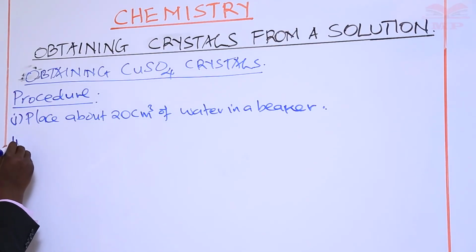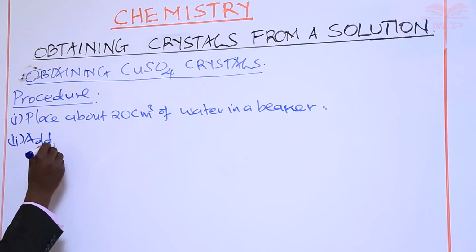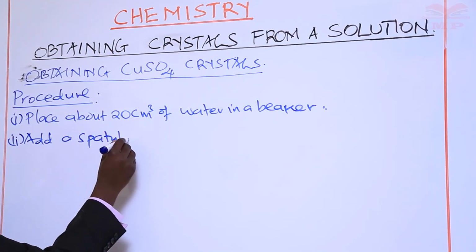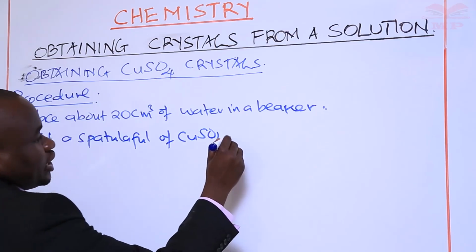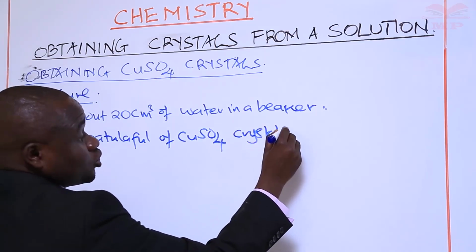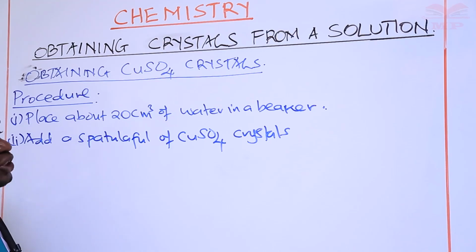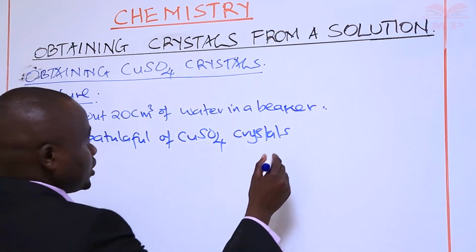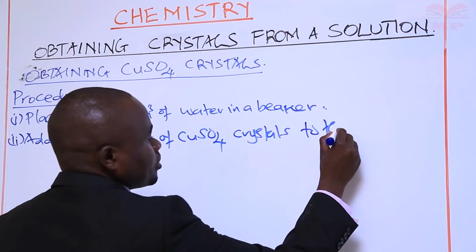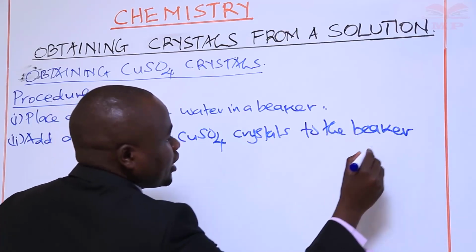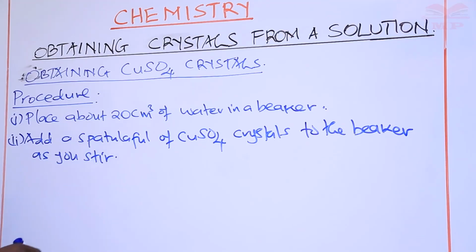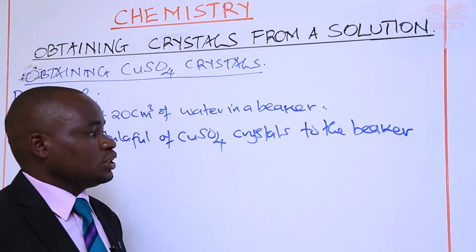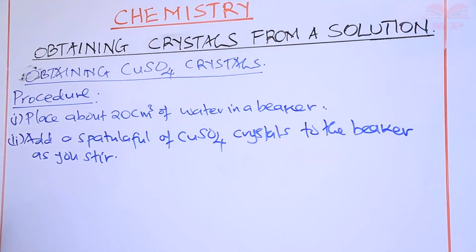Then number two, you add a spatula full of copper sulfate. We want to prepare the solution first. Then from the solution we shall obtain the crystals. So you add a spatula full of copper sulfate to the beaker as you stir. So we are simply stirring to make sure that the solid crystals are able to dissolve in the water.